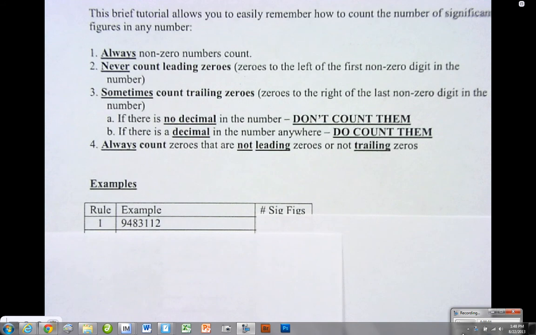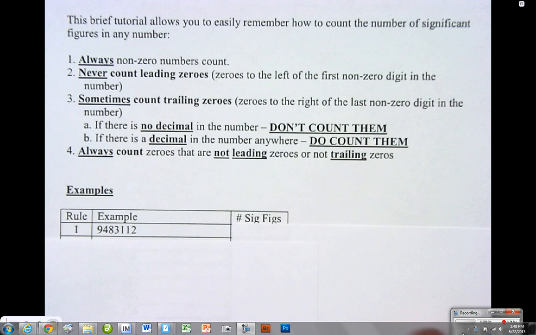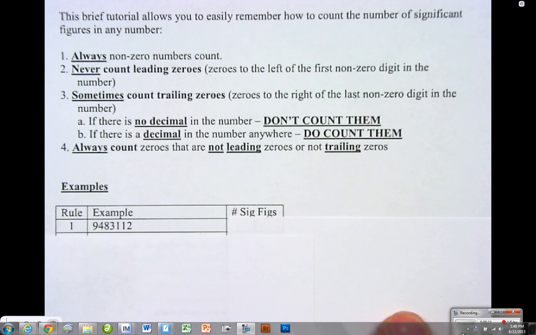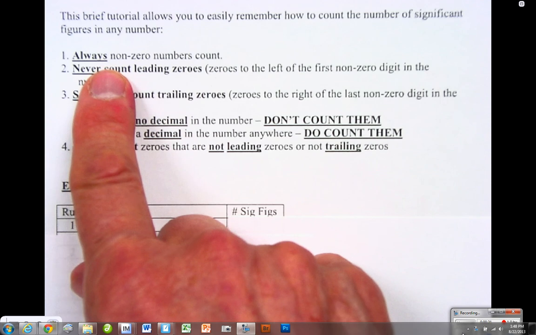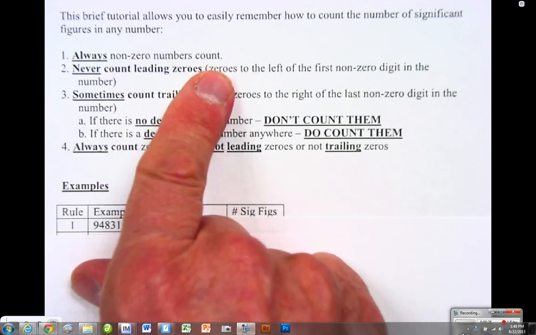Here we go. We're kind of introducing the idea of sig figs and their rules. The rules are fairly simple, and we're going to take these one at a time off of a sheet called Counting Figures, Significant Figures, the easy way. So, first off, our very first rule, and I think most people know this already: always, non-zero numbers count.